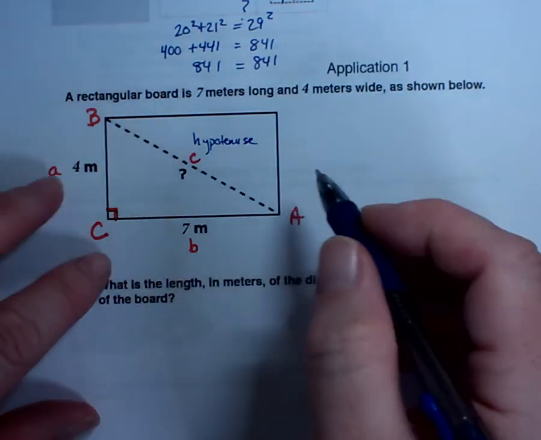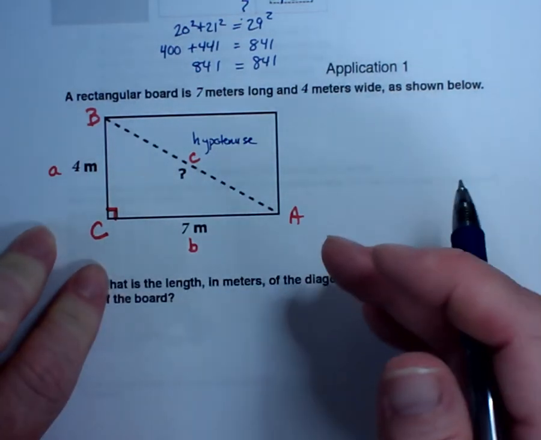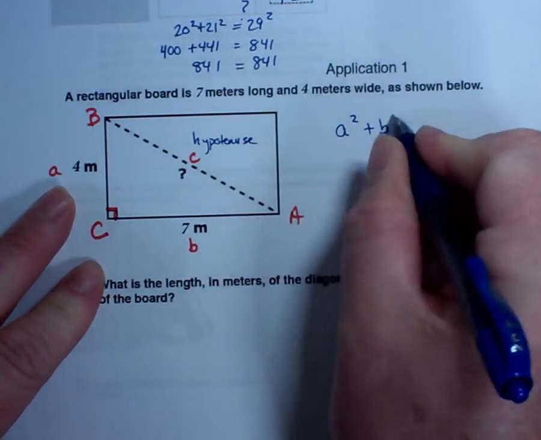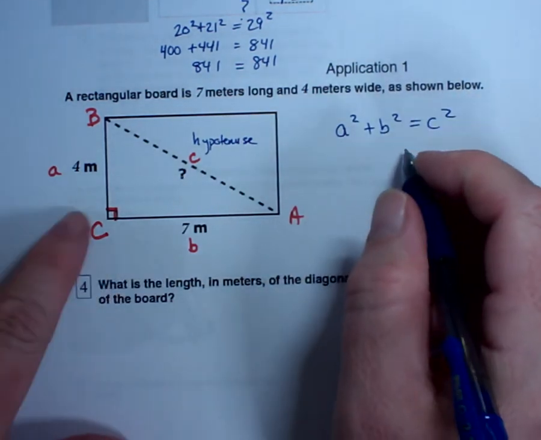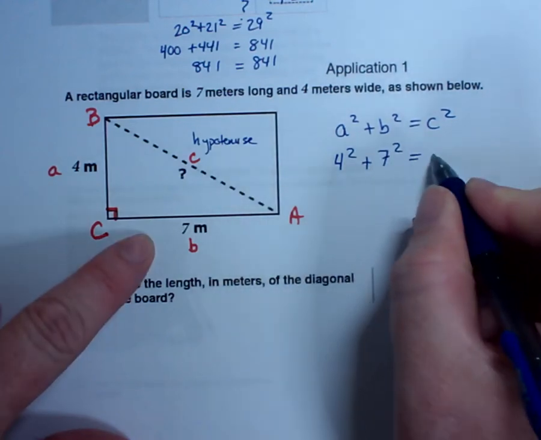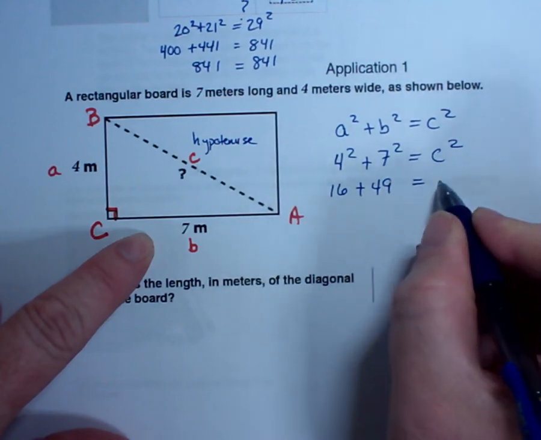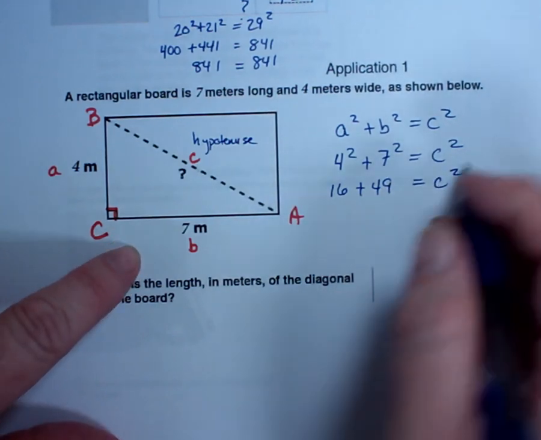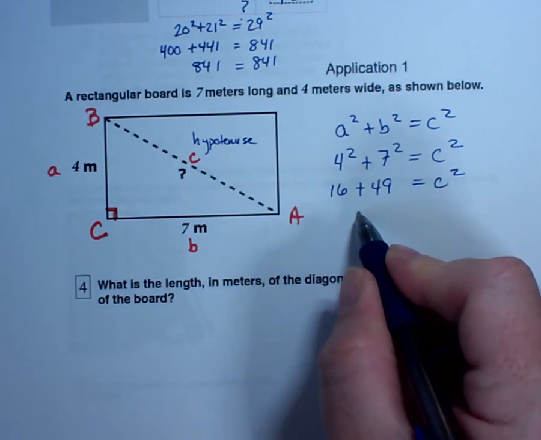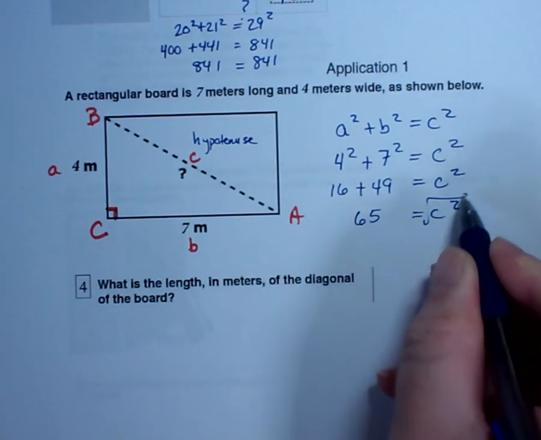We're still using the Pythagorean Theorem. For 8th grade, we're not going to test on the distance formula, so that's kind of a relief. A squared plus B squared equals C squared. That's 4 squared plus 7 squared equals C squared. 16 plus 49 is C squared. That is 65, I believe, equals C squared. So we're going to have to use a calculator for that.